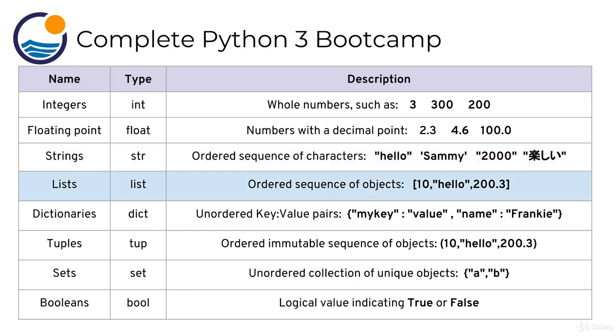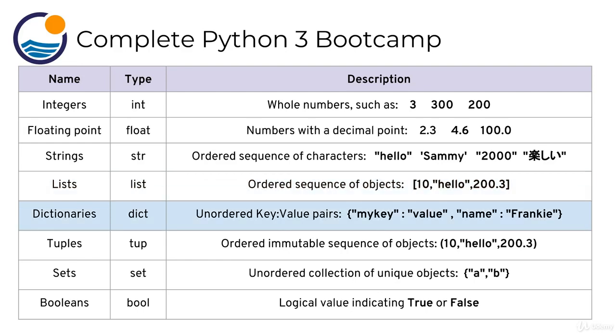Then we come to data structures, and data structures are a little more specialized than basic data types and data objects because they can actually hold data objects in some sort of sequence or in some sort of mapping. So here we have lists, and these are an ordered sequence of objects. Here we can see that we've been able to use square brackets and commas to have a sequence of other objects, such as the number 10, the string hello, and then the number 200.3.